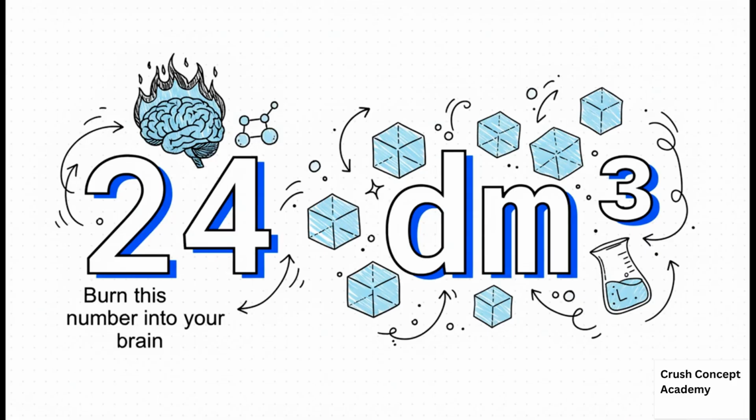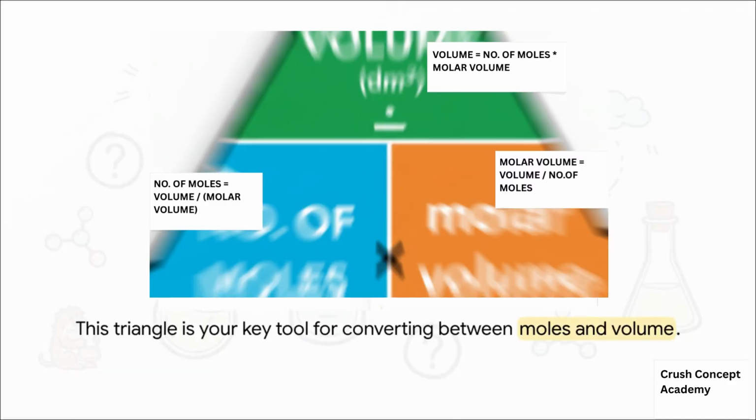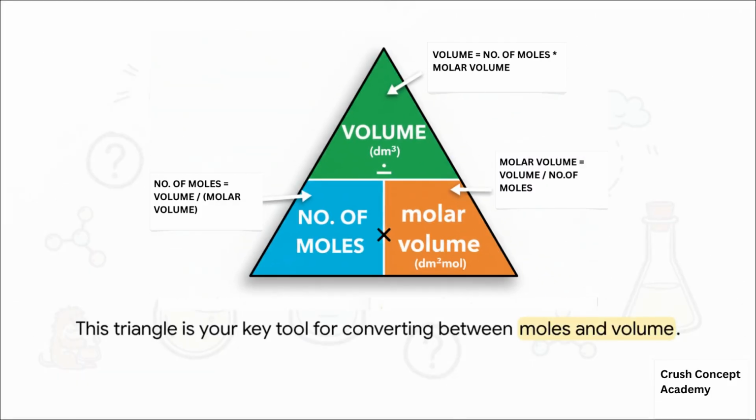Let me say that again. 1 mole of any gas is 22.4 liters. You absolutely have to burn this number into your brain. It's that important. Now, to make this even easier, we've got this handy calculation triangle. This little thing is going to be our best friend. It's the key tool we'll use because it basically gives you the 2 simple formulas you need to convert back and forth between the volume of a gas and the number of moles.